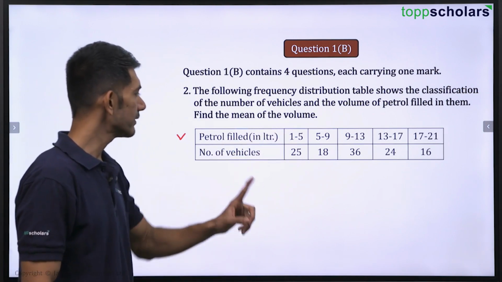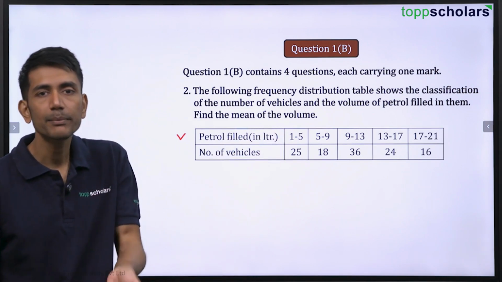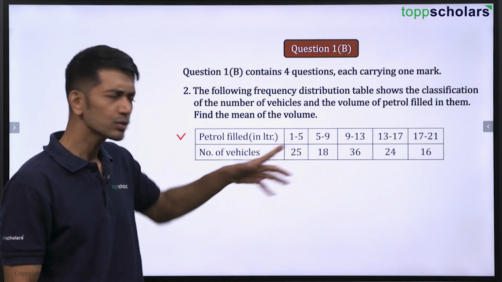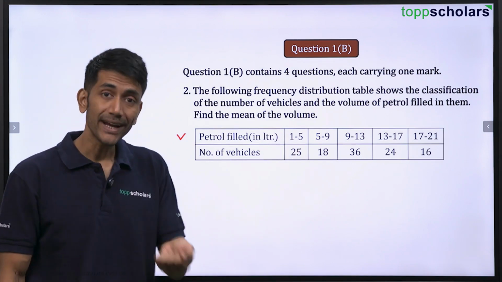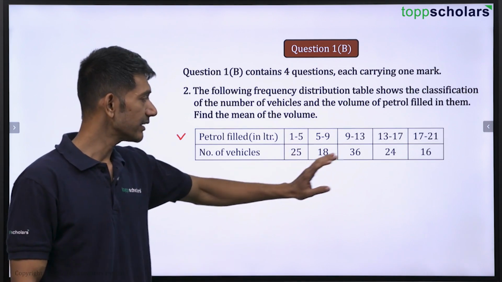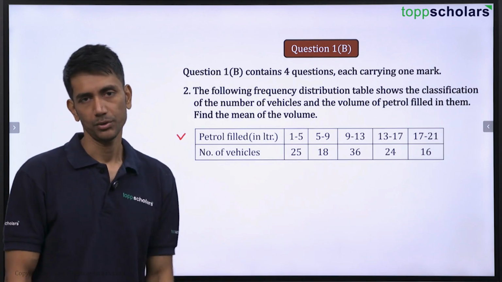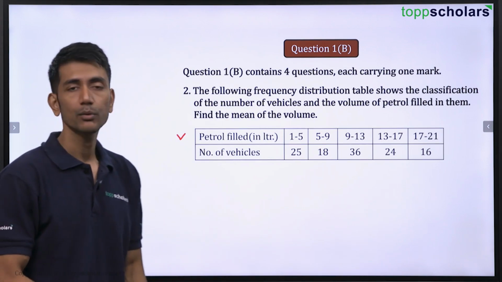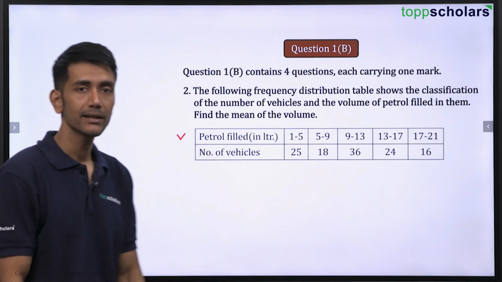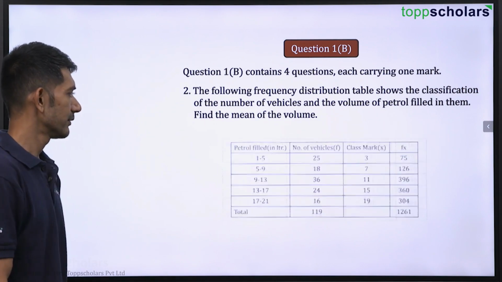So 1 to 5 liters. How many vehicles are filling the petrol from 1 to 5 liters? 25 vehicles. Then from 5 to 9 liters, 18. 9 to 13 is 36. 13 to 17 is 24 and so on. So this data is given. We're supposed to find out the mean, right? Okay. So let us do that.